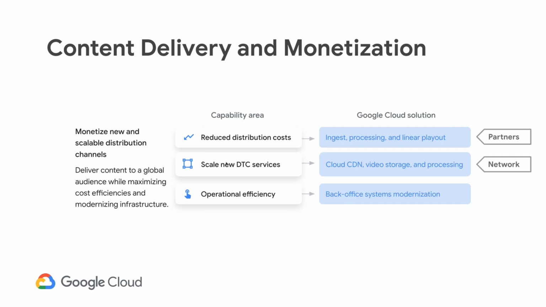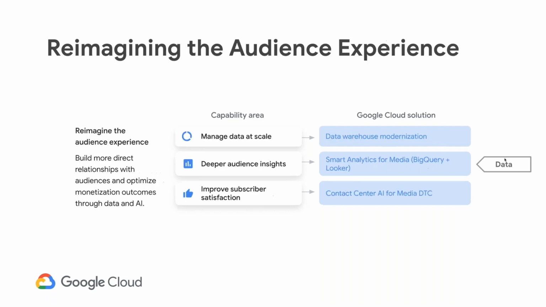Then, how do you launch and scale new direct-to-consumer services? So that's through our CDN, through our processing, and through our storage capabilities. And there's operational efficiency. So how do you really modernize a lot of your workflows and automate them? So there's a whole ops suite, but we won't be talking about that. So today we'll talk about some of the partners and some of the network.